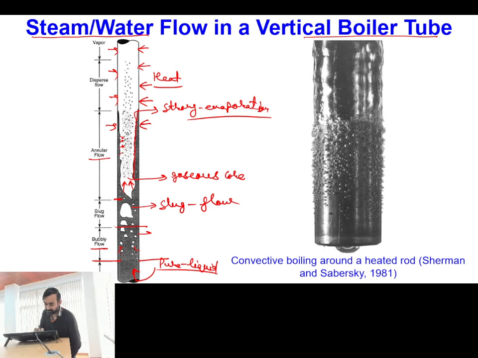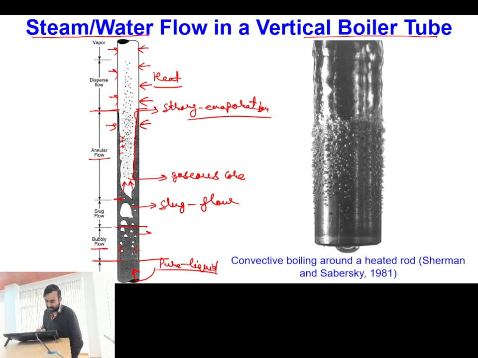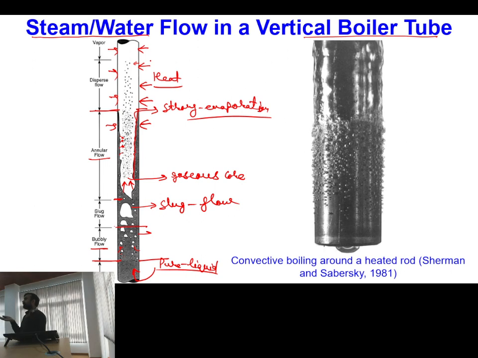Once after this point, when your liquid film has completely vanished, after that point you will find the mist flow or dispersed flow situation, where liquid droplets are dispersed in the gaseous core. Gas, or vapor, has become the continuous phase, and in that small liquid droplets are there. Now further, if I am adding the heat, what will happen to this vapor? It will try to superheat.